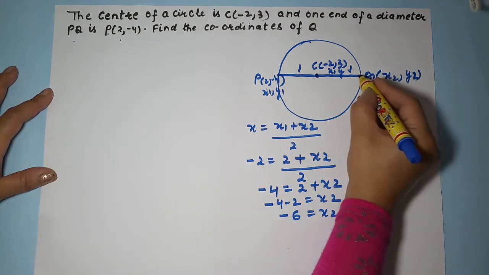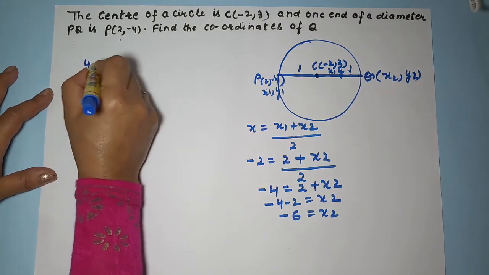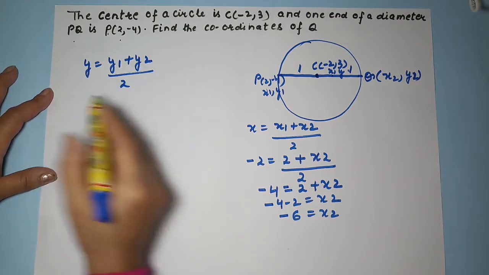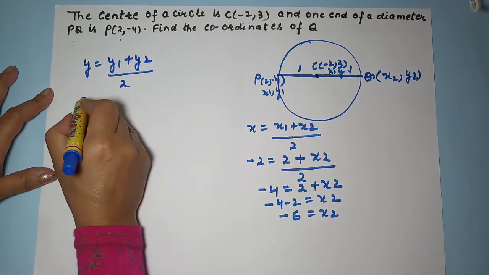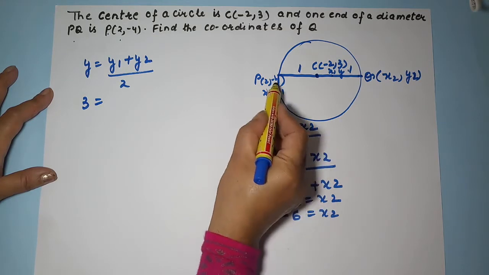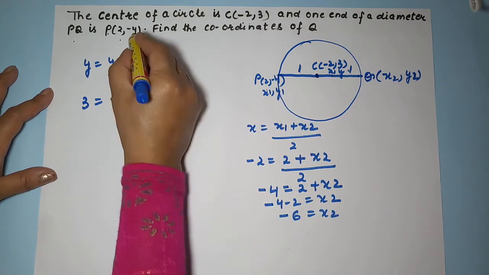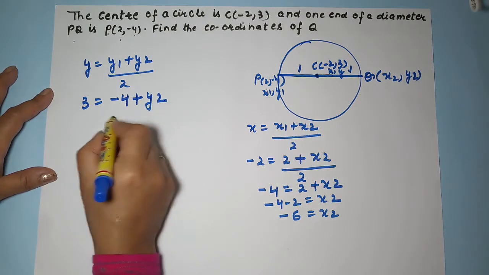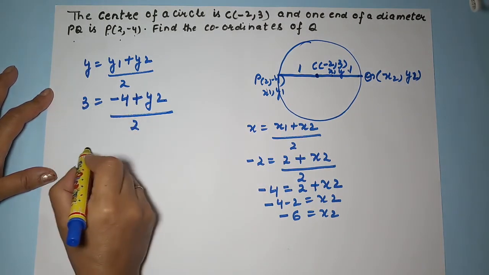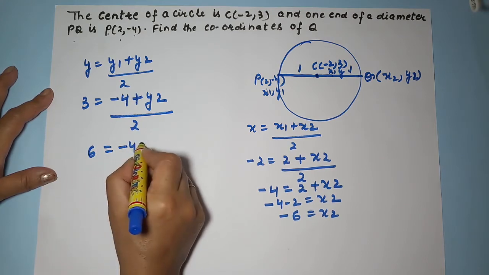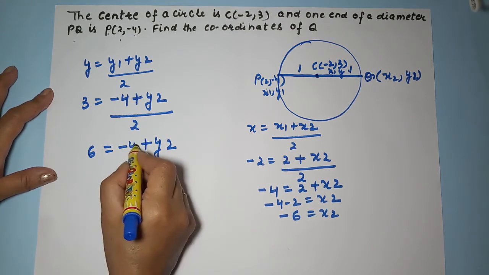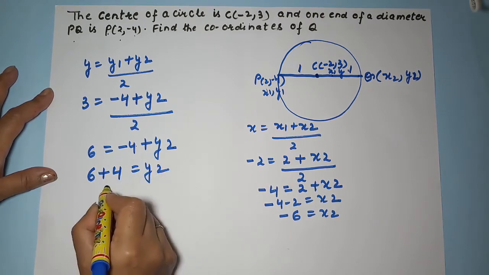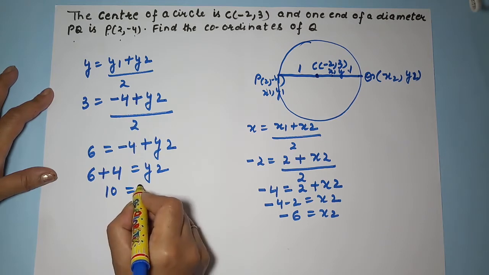Let's now calculate the y coordinate. Now we know that y is equal to (y1 plus y2) by 2. What is my y? Y is given, 3. What is my y1? It is minus 4. Plus y2. y2 is not given, it is y2 only. Divided by 2. Cross multiply. 6 equal to minus 4 plus y2. If I shift this to this side, this will become 6 plus 4 equal to y2. So I have calculated y2 as 10.